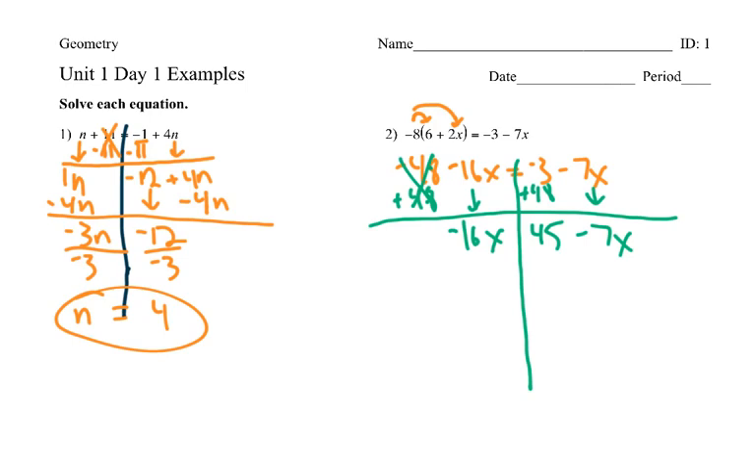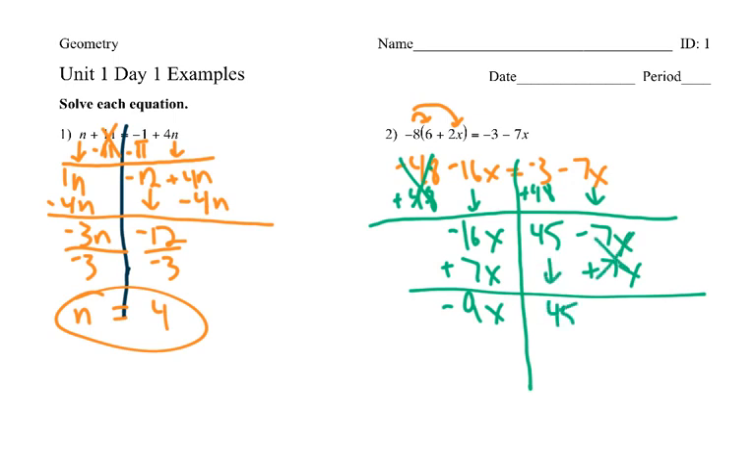Next step would be to add the 7x to both sides. So -16 plus 7 is, actually, -9x. I'm going to drop that 45 down, and we cancel the 7x out. So now I have -9x equals 45. Divide by -9. And I have x is equal to -5.